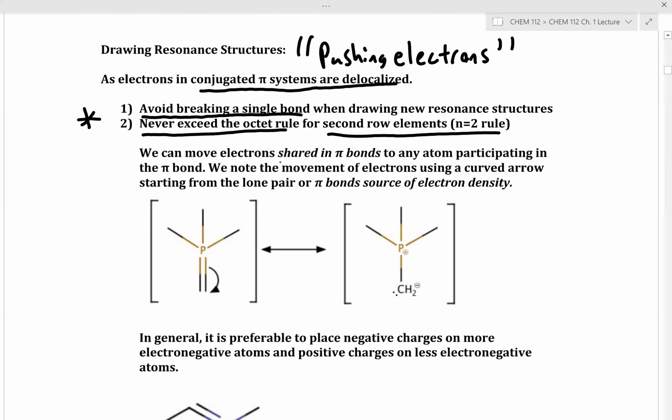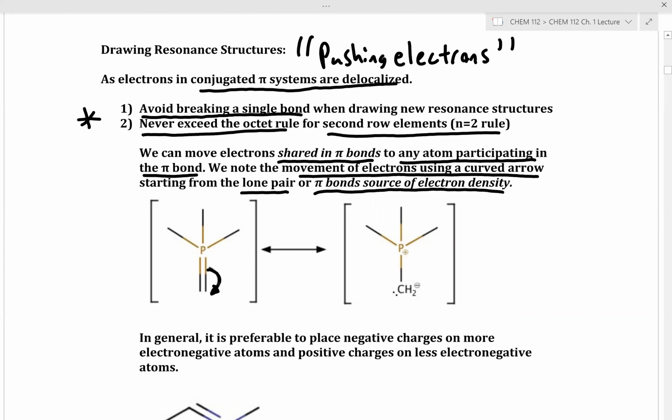Now, we can move electrons shared in pi bonds to any atom participating in the pi bond. We show the movement of electrons using a curved arrow, starting from the lone pair or the source of electron density. So the arrow is describing the movement of electrons from one location to another. For example, in this ylide, which is a common Wittig reagent used in organic reactions, we can push the electron density found in this double bond up to our carbon.